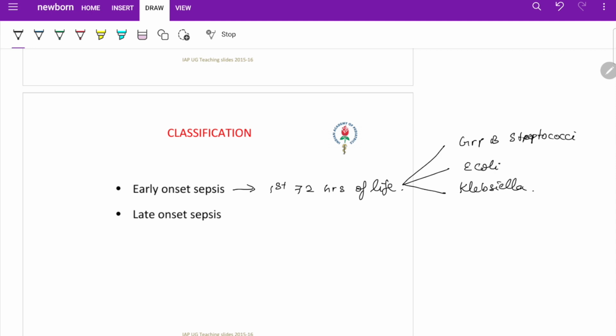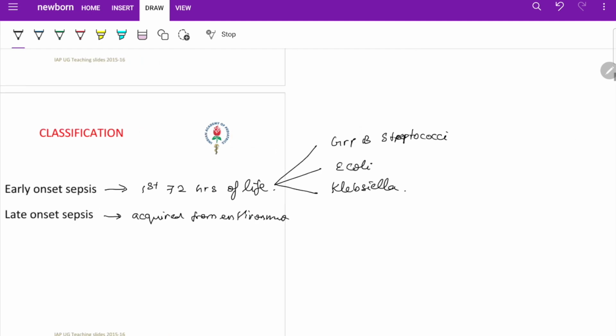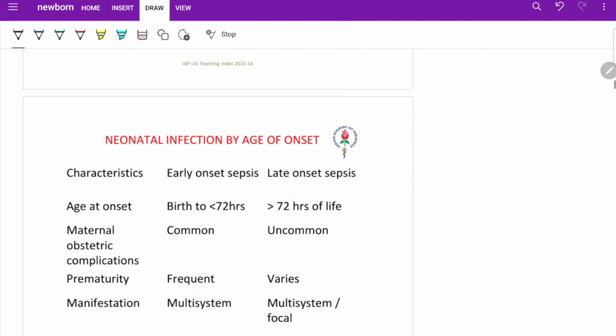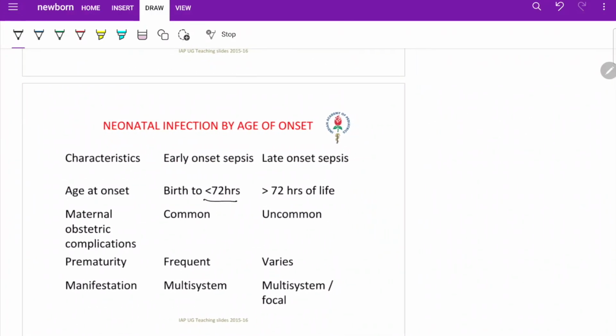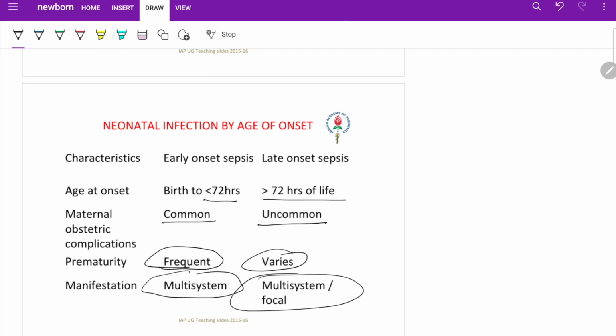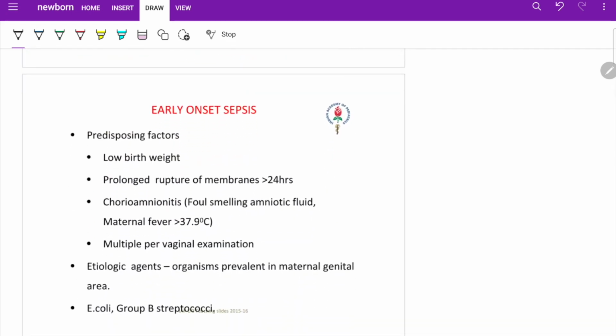And when do we say late onset? When the infection is acquired from the environment, you call it late onset sepsis. Clear? Within 72 hours of life is early onset sepsis. So what are the risk factors? In early onset, maternal obstetric complications are present, and prematurity is frequent. In late onset, there is multi-system involvement and focal involvement. Okay? Now, what are the causes of early onset?